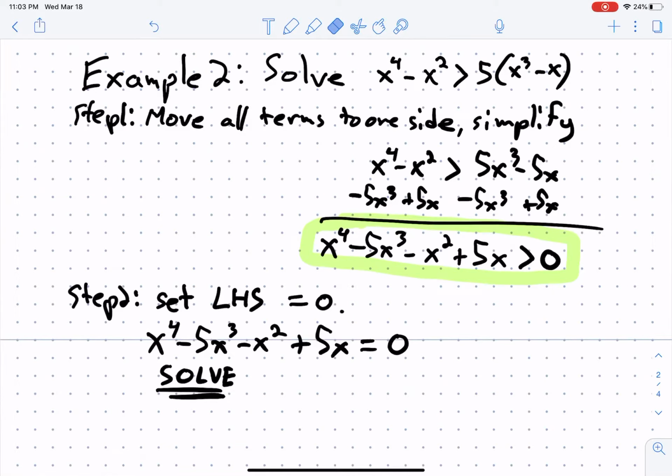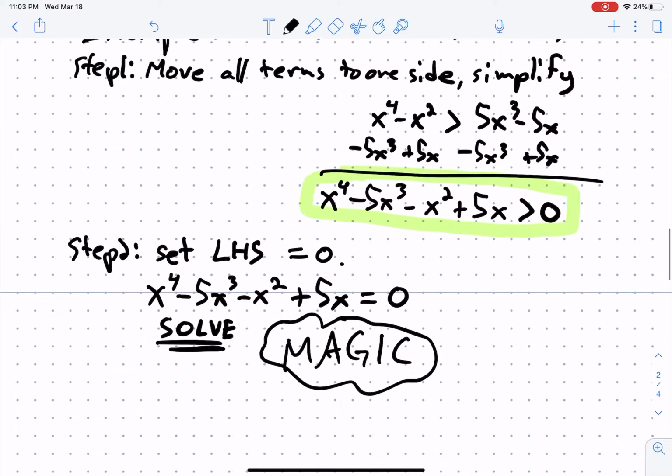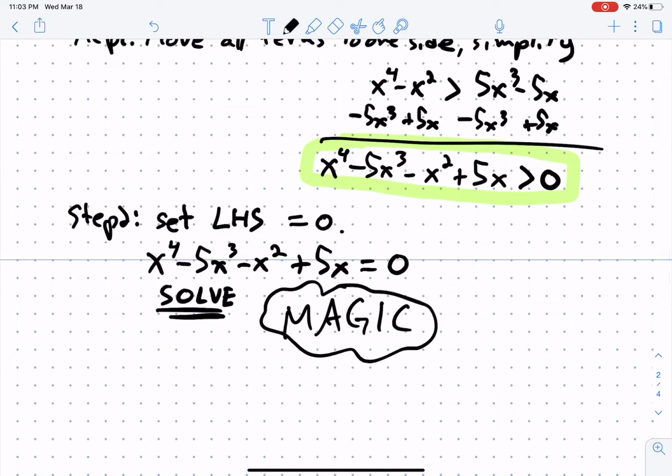To solve this thing, that's the topic of a separate video. So for now, I'm just going to use, let's see, magic. There we go. And magic tells me that the roots are the following: x equals -1, x equals 0, x equals 1, and x equals 5.